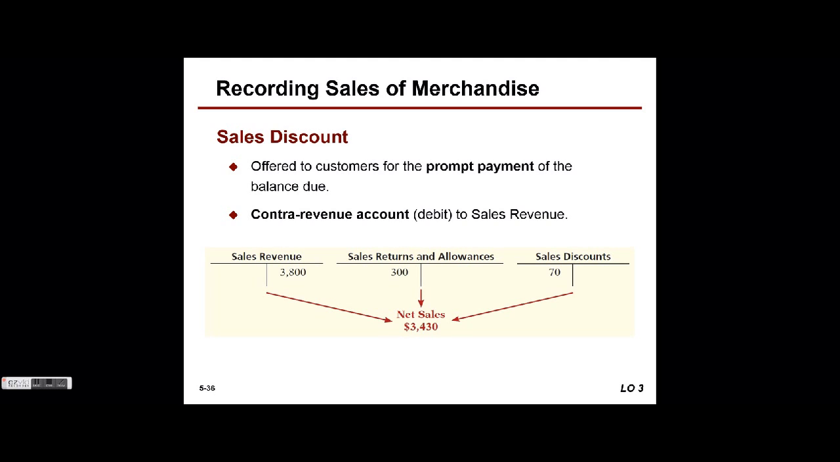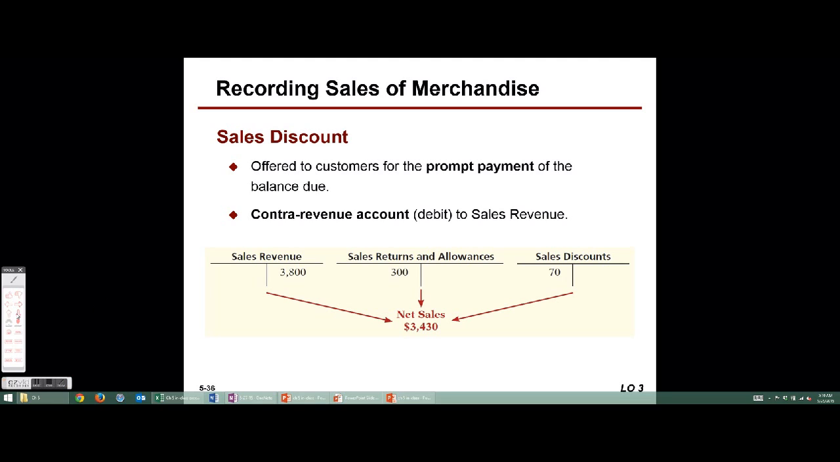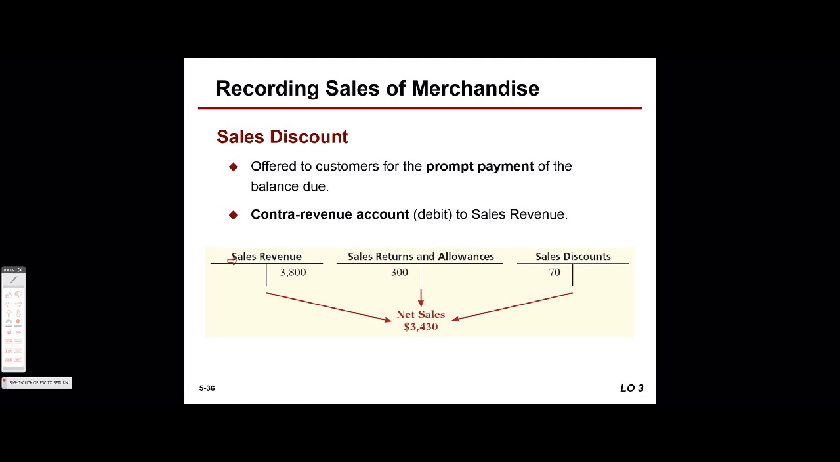When discounts are taken by the buyer, just keep in mind we're journalizing transactions for the seller. So when discounts are taken by the buyer, we report in the sales discount account. Again, a revenue-related account with a normal debit balance. And as you can see on the screen here, we have to take, in this case, sales revenue, sales returns and allowances, and sales discount. The net of those is net sales.